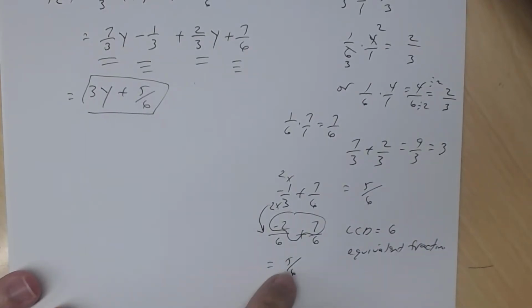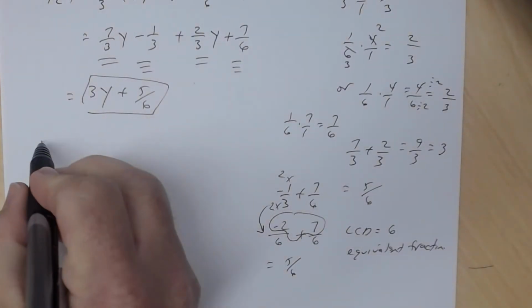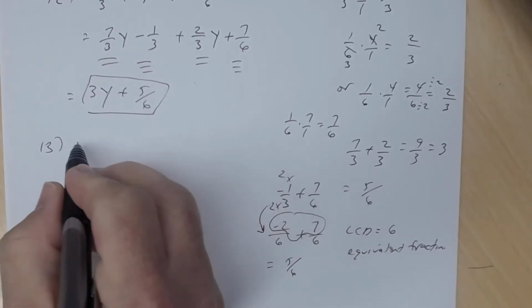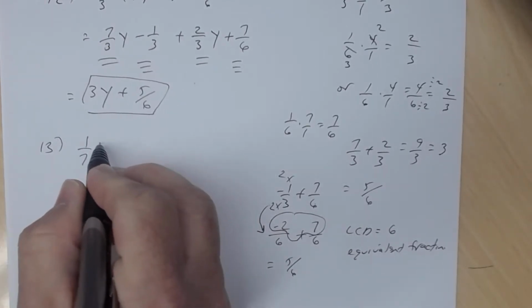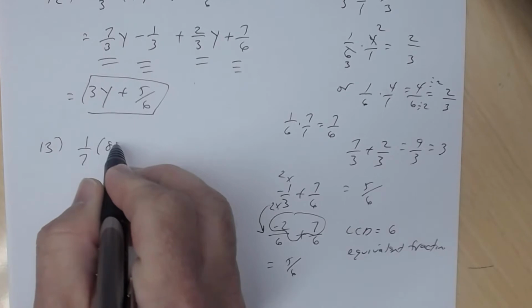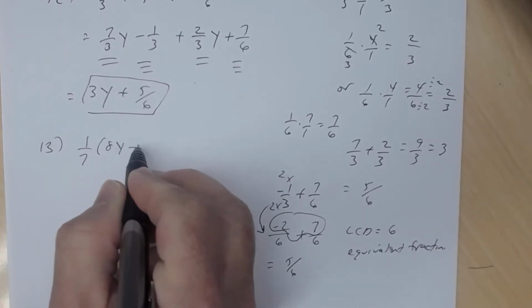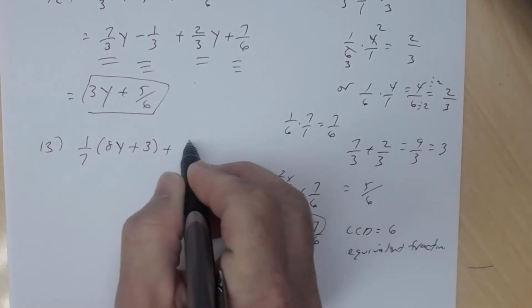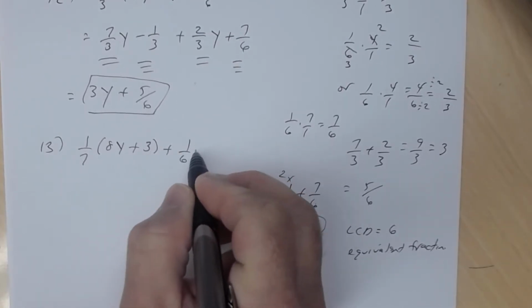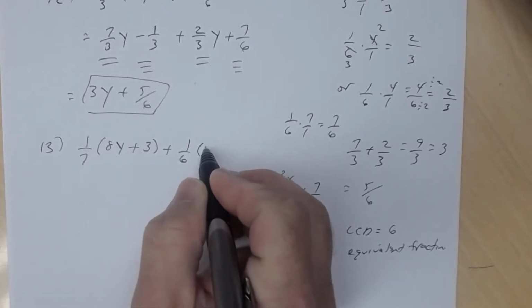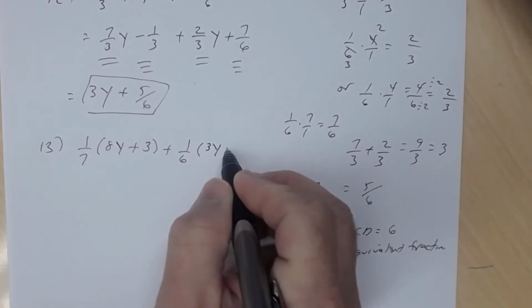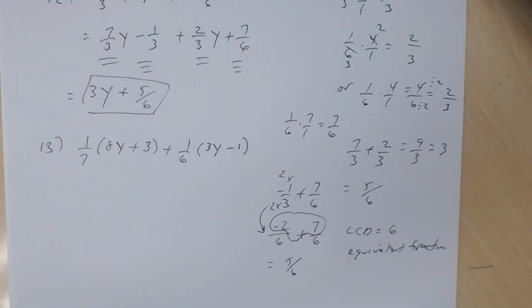It's not that difficult. You just got to review it. Okay, so that's number 12. Let's look at 13. So on 13, let's suppose we had 1/7 times 8y plus 3, plus 1/6 times, let's say, 3y minus 1. So let's say we had that.